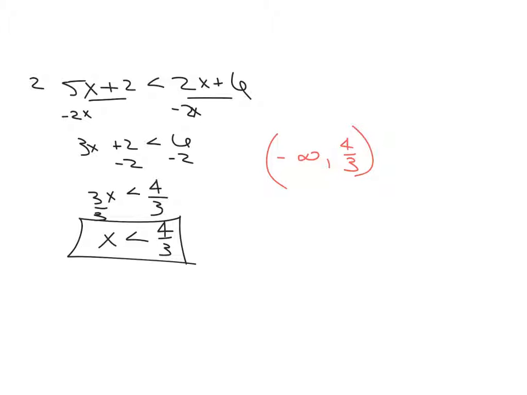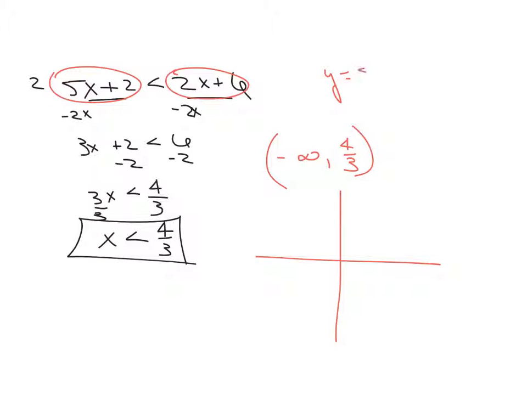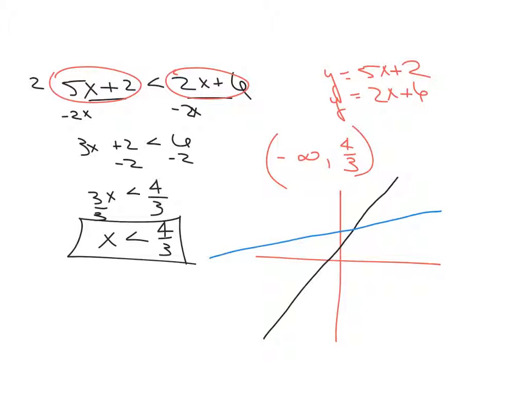And if you wanted to solve this graphically, what you would end up doing is you would take each of these and split them up and put y equals 5x plus 2 and y equals 2x plus 6. And you would graph each one of those. So if we graphed 5x plus 2, you would get something along that line. And if you graph 2x plus 6, you would get something along that. And this point of intersection then would be your 4/3.